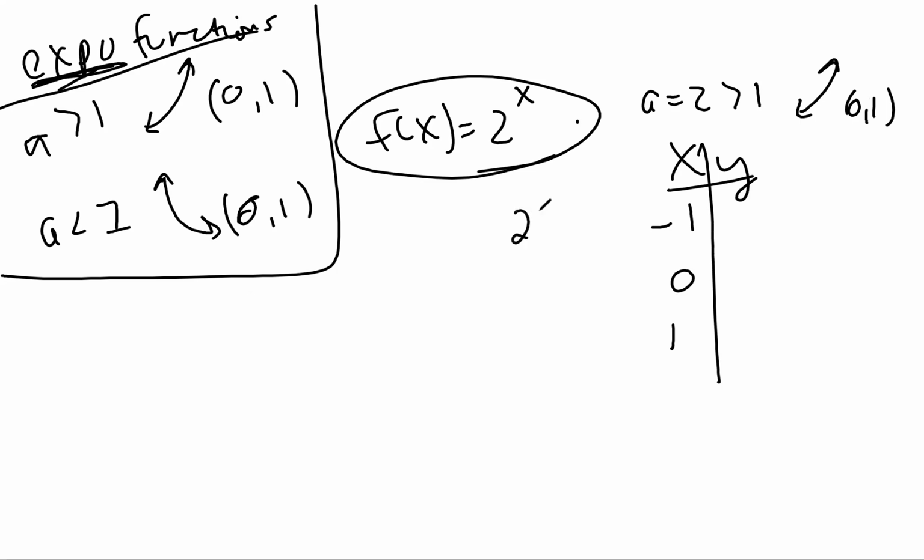So we're going to do 2 to the negative 1, 2 to the 0, and 2 to the first. So 2 to the negative 1 is 1/2. 2 to the 0 is 1. 2 to the first is 2. So I'm going to have 1/2, the number 1, the value 2. And so now, since there are no other transformations, I'm ready to graph this thing.